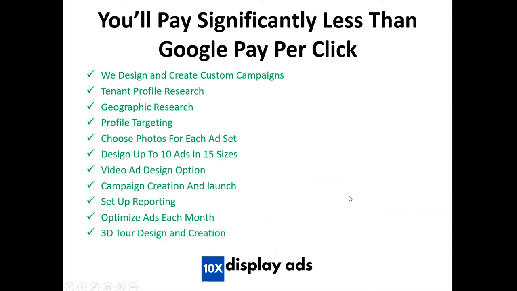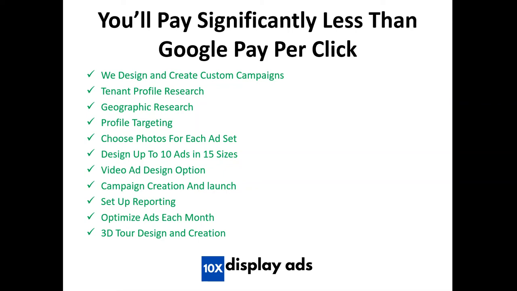So as I mentioned, you're going to pay significantly less than Google pay-per-click. So what we do is we design and create custom campaigns for each project. We do all the tenant profile research, the geographic research, the profile targeting, because what we're doing is we're looking at your space. Who's the ideal prospect, and how do we stay in front of them over and over and over until they're ready to make a commitment?